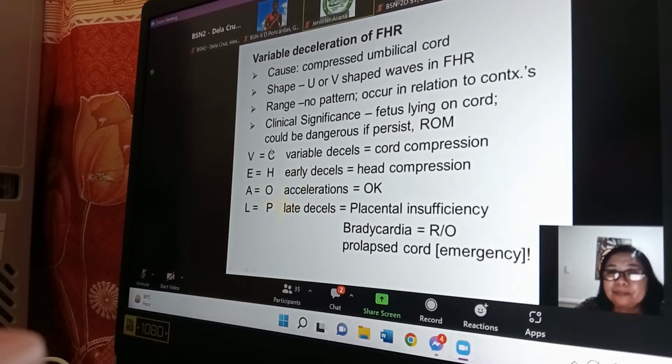So again, variable deceleration is caused by cord compression. Early deceleration is caused by head compression. Acceleration is okay, no problem. Late deceleration is caused by placental insufficiency. Okay.